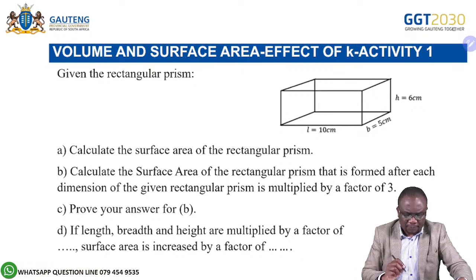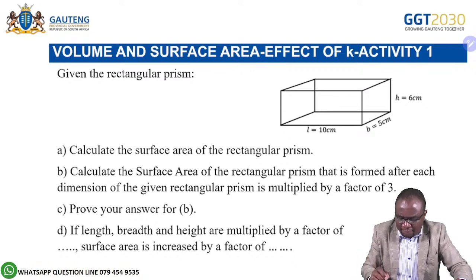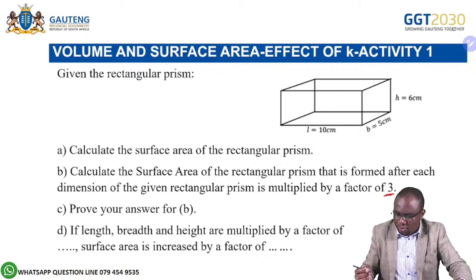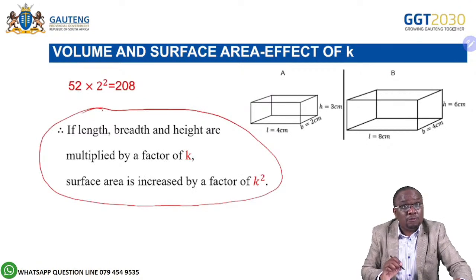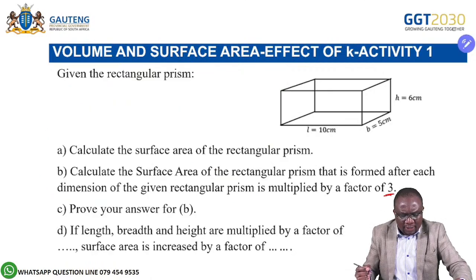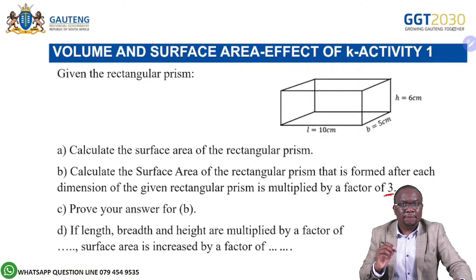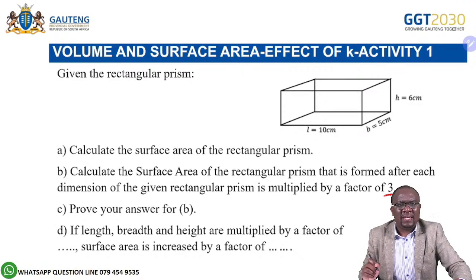And then B, calculate the surface area of the rectangular prism that is formed after each dimension of the given rectangular prism is multiplied by a factor of 3. Now, I want us to use what we have discovered here to answer B, right? We're going to do A and B, and then when we come back after 4 minutes, we're going to do C and D together. And then we move on after that. So take 4 minutes to do A and B. Let's do it.